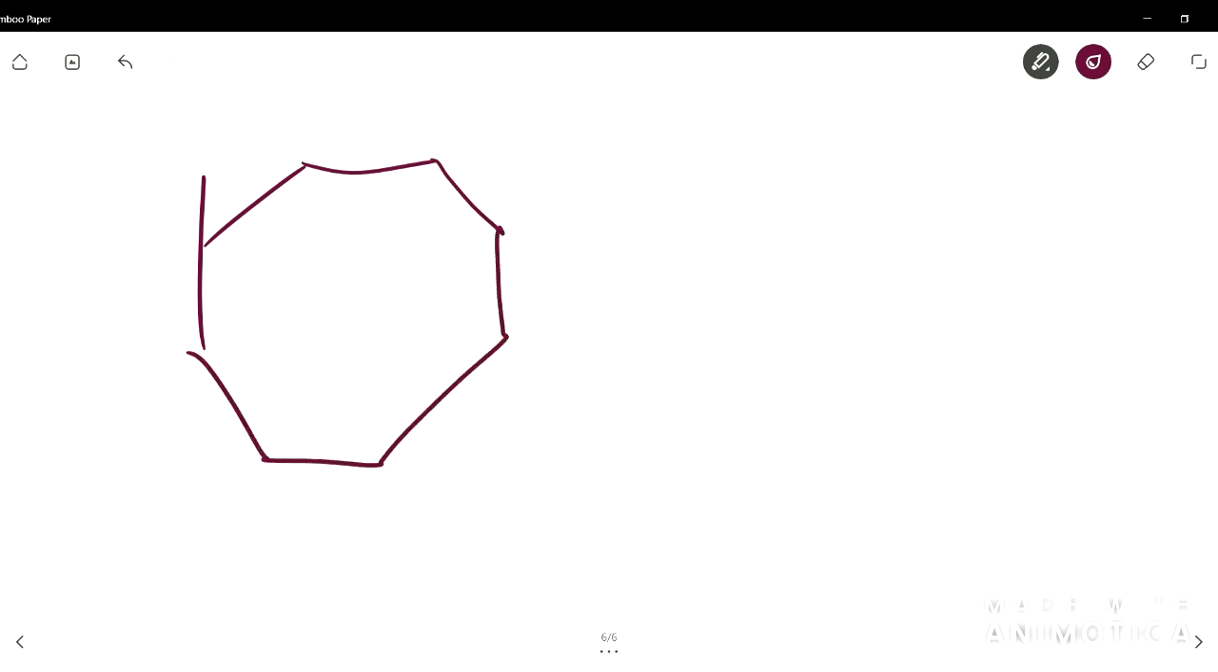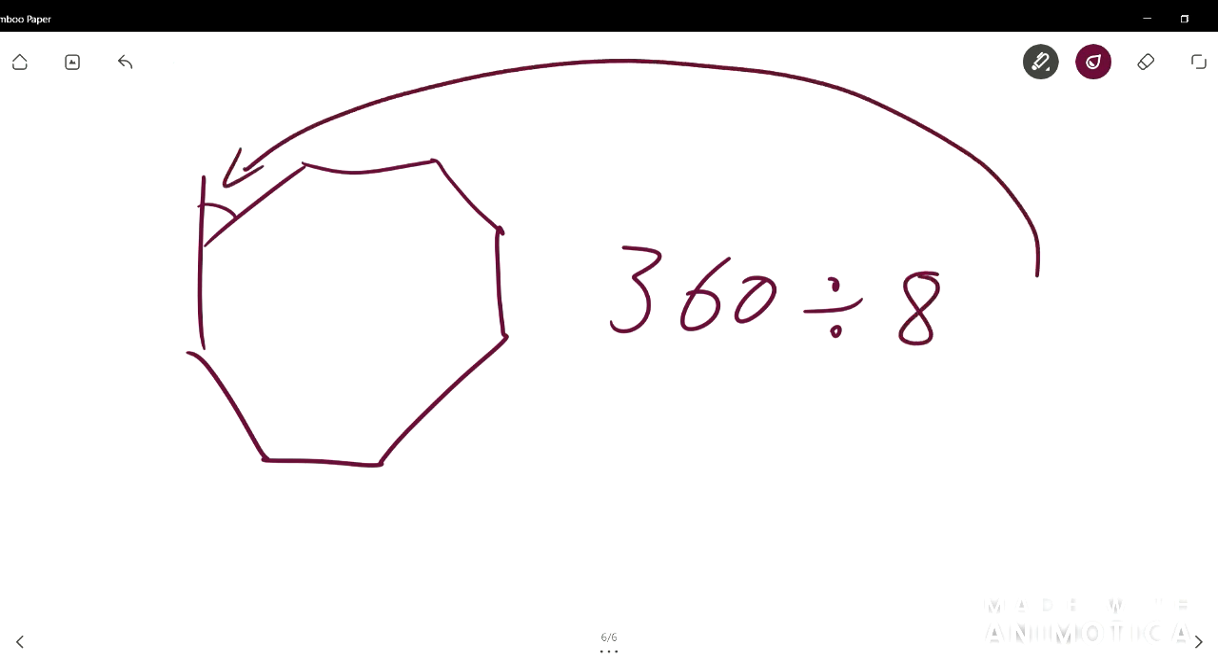If we were to find an exterior angle of this octagon, that's a little bit more like it. Still rubbish. All we do is 360 divided by 8 to find out what that angle is there. Okay, 360 divided by 8 is 45 degrees.